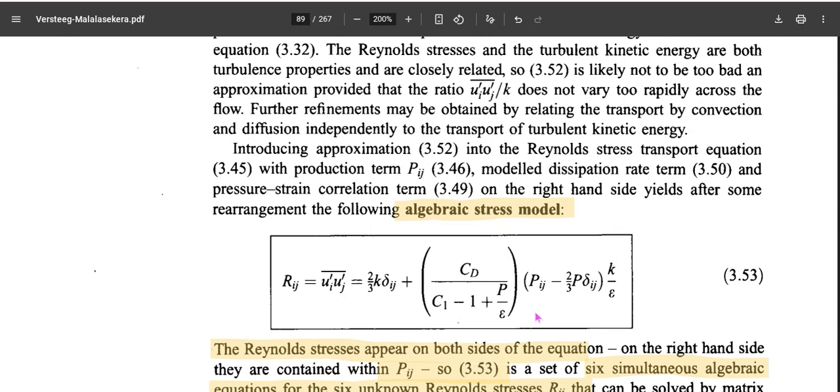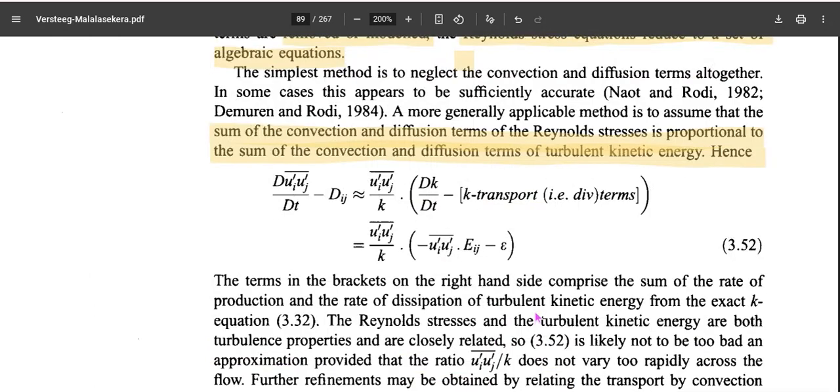There are certain flows where we can neglect those diffusive and convective effects, and irrespective of that we can still capture the anisotropic effect of the Reynolds stress in the flow equations. So this is the concept behind the algebraic stress model, which is derived from 3.52, invoking the concept that the convection and diffusion terms in the Reynolds stress are proportional to the sum of the convection and diffusion terms of the turbulent kinetic energy.